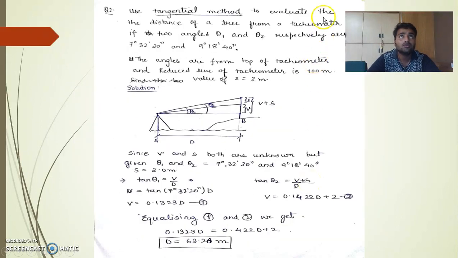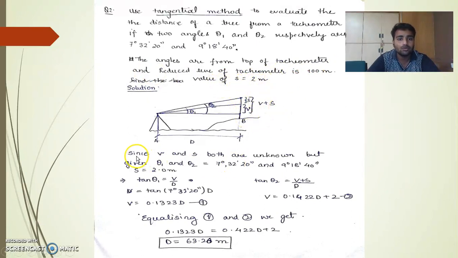The other is the tangential method, which is used to evaluate distances. So let's see the question. Use the tangential method to evaluate the distance of a tree from a tacheometer if two angles theta 1 and theta 2 are given as these. The angles are from the top of the tacheometer. Remember, it should be above the tacheometer, and this is a simple question which deals with both the angles above the axis, theta 1 and theta 2. Further, we will also see questions which deal with angles below the axis, and one above and one below the axis. The reduced level of the tacheometer is given in meters, and the value of S, the staff, is given as 2.